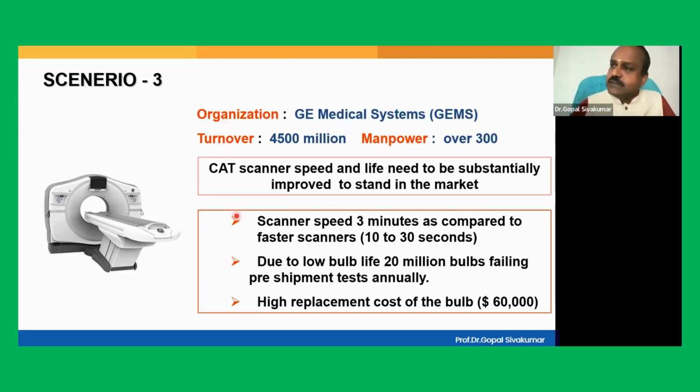And imagine the cost of poor quality there, right? 20 million bulbs annually, and every bulb costs about $60,000. Now, if you multiply by the 20 million, imagine the cost of poor quality. So that is the reason why General Electric adopted Six Sigma.